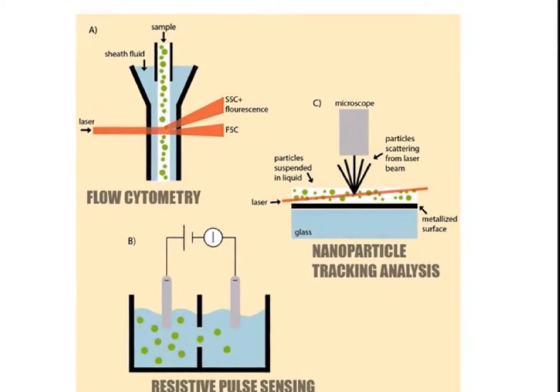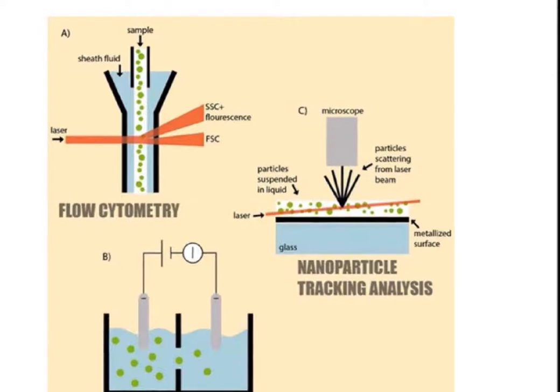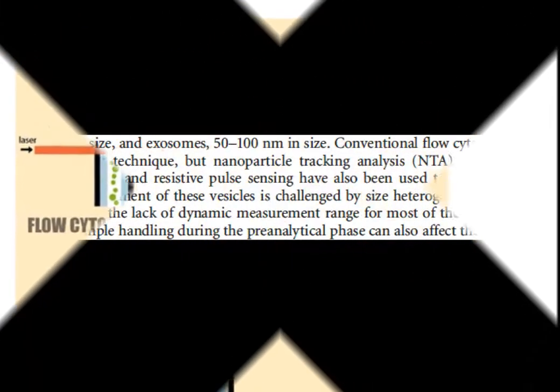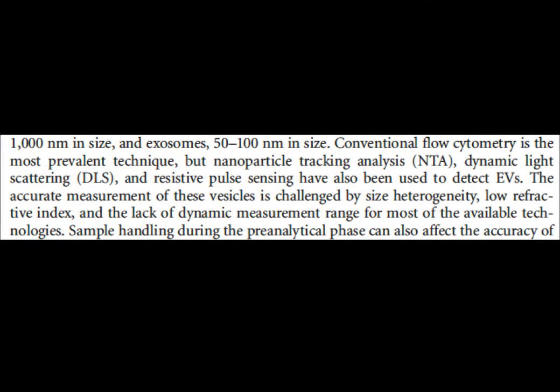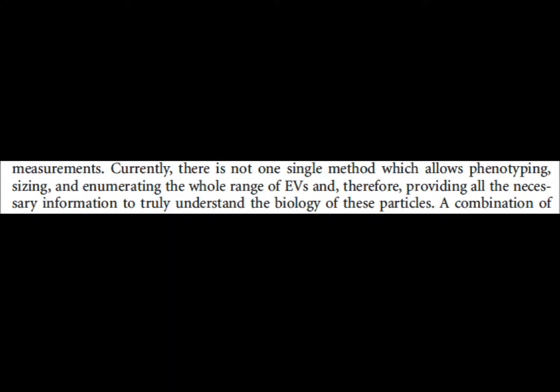dynamic light scattering. Flow cytometry is probably the most common technique, but one thing is clear, as noted in this recent paper, and that is, quote, "Currently, there's not one single method which allows phenotyping, sizing, and enumerating the whole range of EVs, and therefore providing all the necessary information to truly understand the biology of these particles."